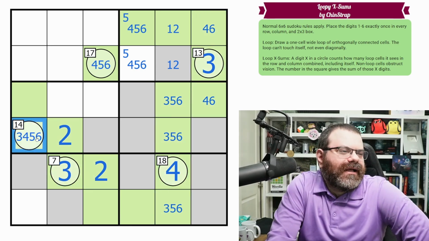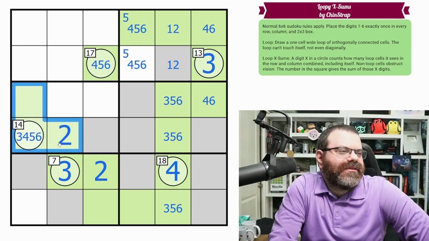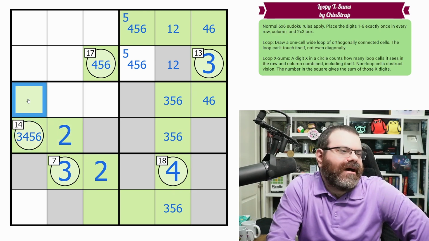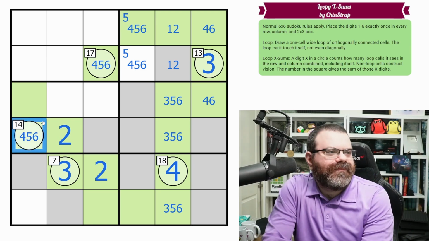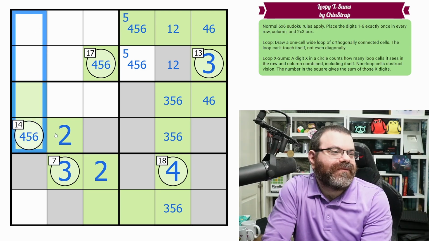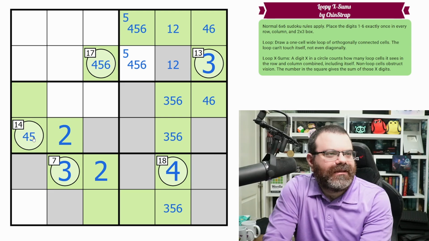So, yeah, I'm not doing a 3. If this was 3 plus 2, that adds to 5. I would need this to be a 9. 9's not in this puzzle. We're certainly not, I mean, our biggest is 1, 2, 3, 4, 5, so we're certainly not a 6.